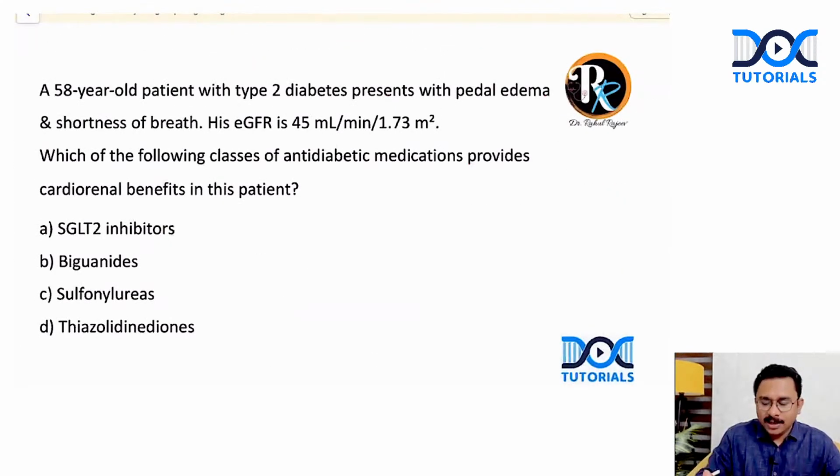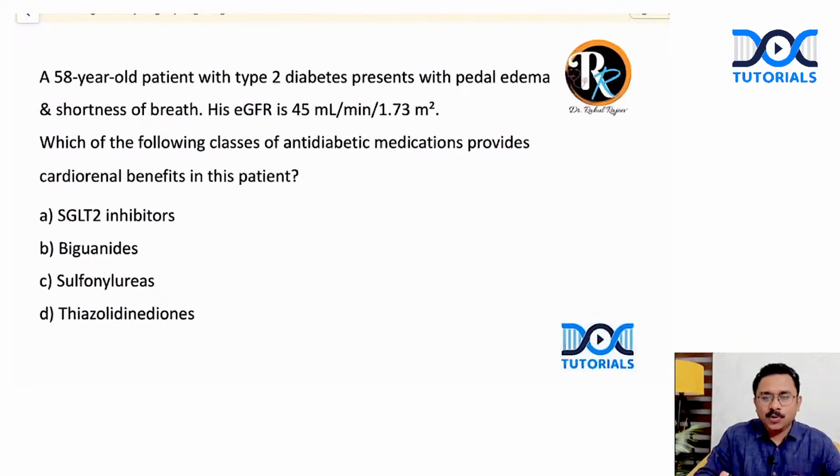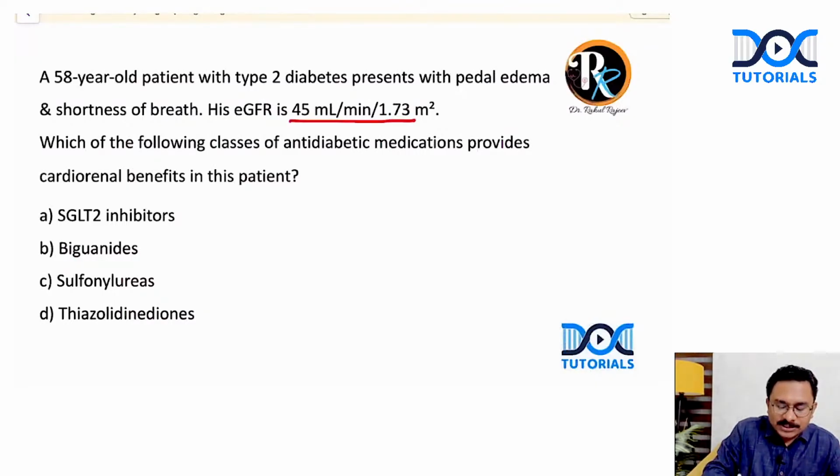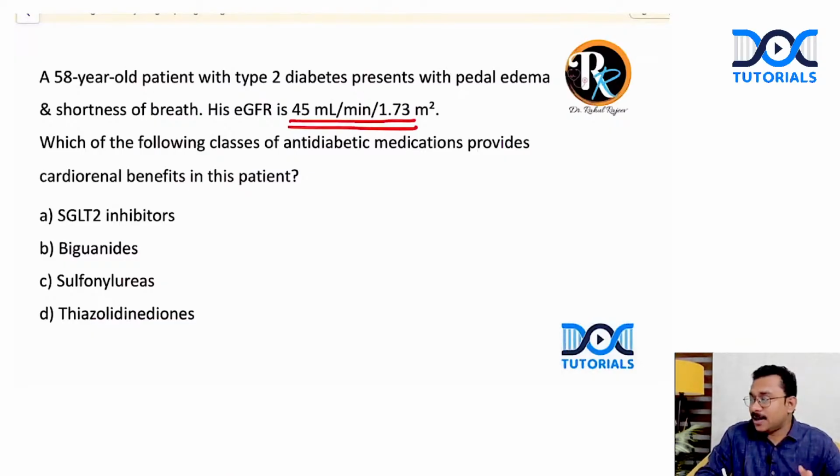Next, a 58-year-old patient with type 2 diabetes presents with pedal edema and shortness of breath with eGFR which is reduced. It is only 45. Which of the following classes of anti-diabetic medications provides cardio-renal benefit? What do you think? Very important question. What do you think is the answer for this? It is SGLT2 inhibitors. Told you again in my class, this is a very important question. SGLT2 inhibitors are having this cardio-renal benefit.